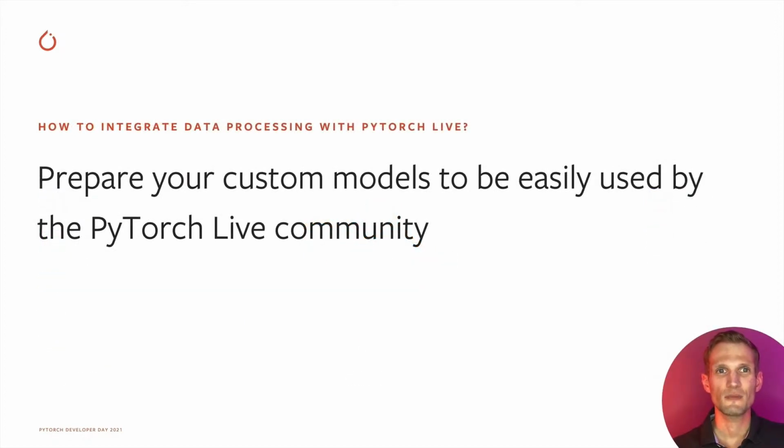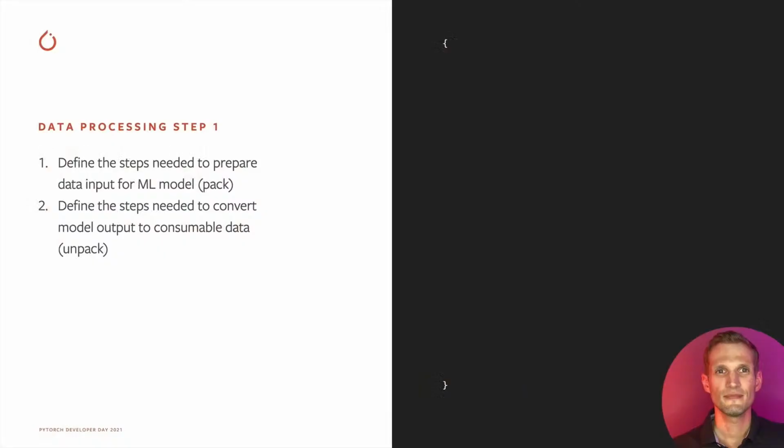PyTorch Live offers a cross-platform data processing specification that abstracts processing steps and makes it possible to integrate ML models on different platforms. It allows you to more easily share models with others in the community. To add an ML model in PyTorch Live, we first need to include such a data processing specification. And the specification is in a JSON format that describes the data processing steps for our model. Let me show you what that looks like for an image classification model such as MobileNet.